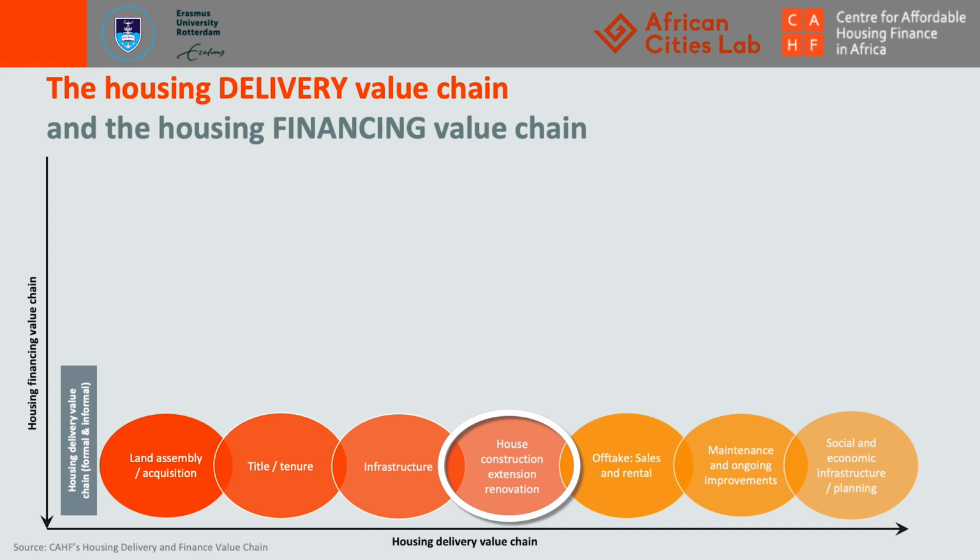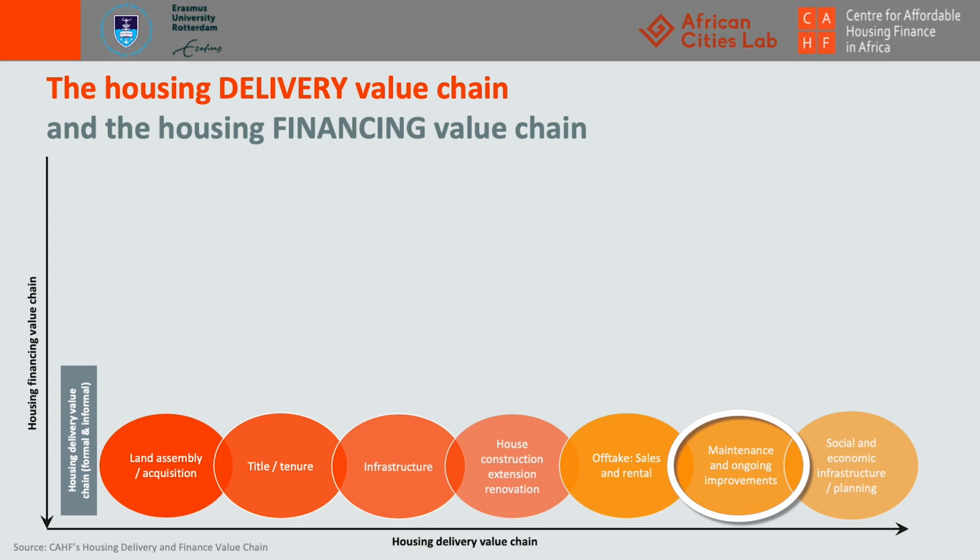Once the housing is built, the developer needs to sell it, either to a landlord or property management company that will offer it for rental, or to an end user or household who will buy it to own. This link is called offtake and involves the sale and transfer of the unit from the developer to the buyer, and then its occupation or its rental. Once the house exists in a built environment, two more links are relevant to the housing delivery value chain. The first of these relates to maintenance and ongoing improvements over time. And then the final link in the chain is the development of the social and economic infrastructure, for example, schools and clinics, shopping centers, and so on.